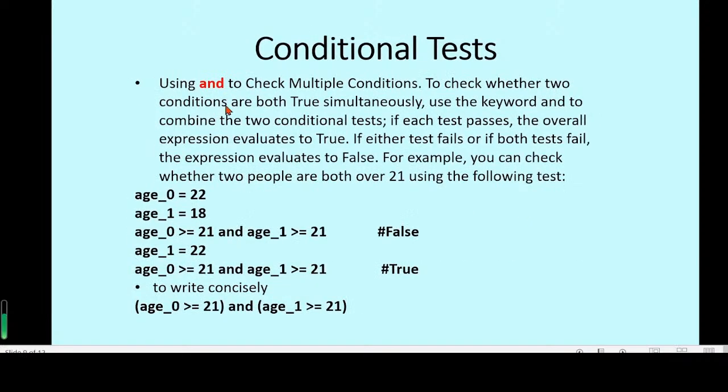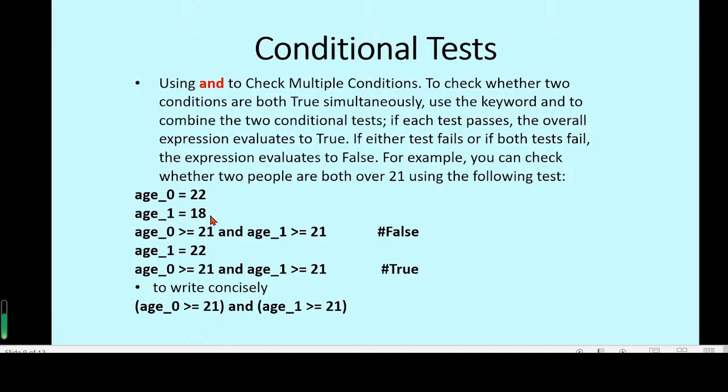And you can use AND to check multiple conditions. To check whether two conditions are both true simultaneously, you can use the keyword AND to combine the two conditional tests. If each test passes, the overall expression evaluates to true. If either test fails, or if both tests fail, the expression evaluates to false. For example, you can check whether two people are both over 21 using the following tests.